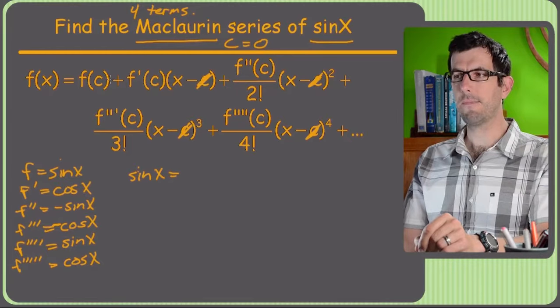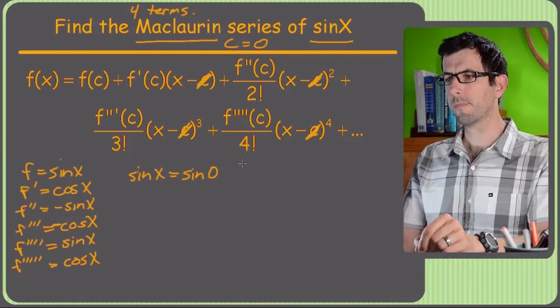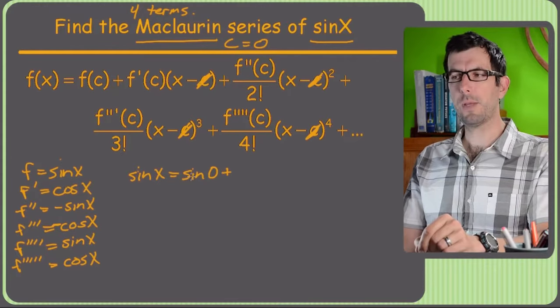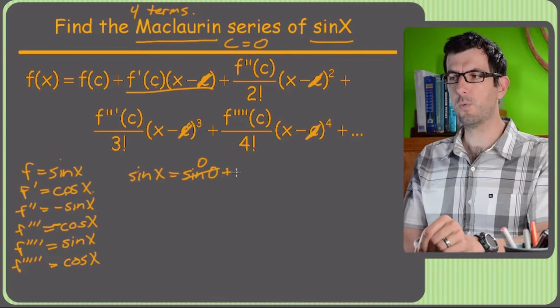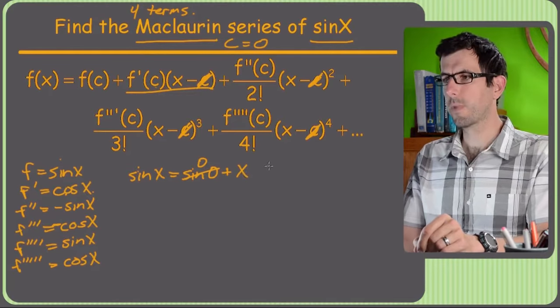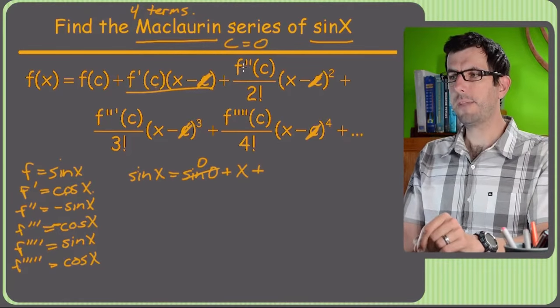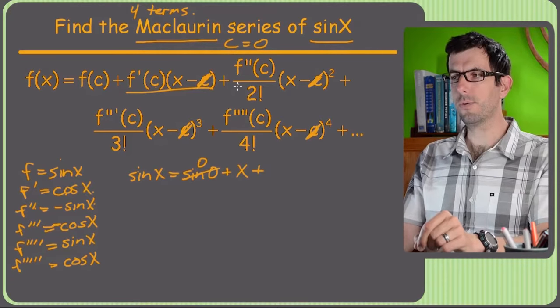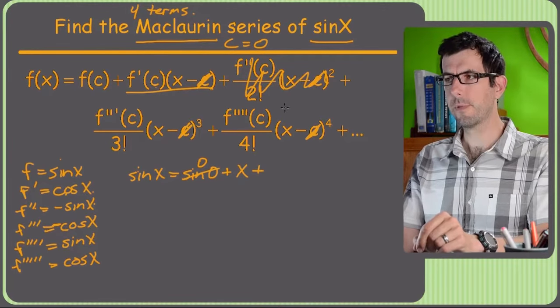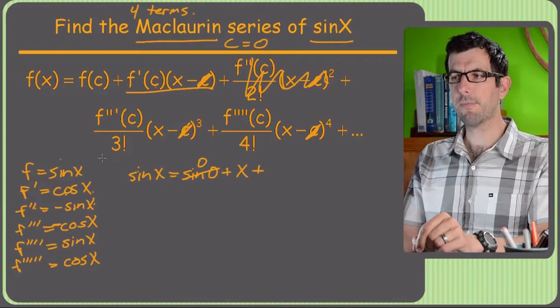All right, so our approximation is the Maclaurin series. First we need f of c, so we need sine of 0. Except, wait a minute, that's 0. Then for our second term, we need f prime of 0, so we need cosine of 0, which is 1, times x. That was easy. All right, so f double prime of 0, so f double prime is negative sine, of 0 is 0. Oh, so that means this term goes away.